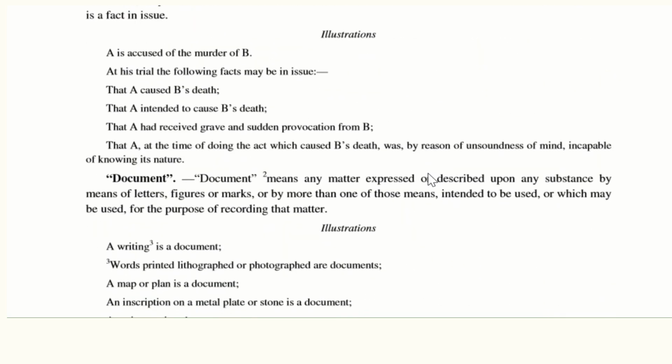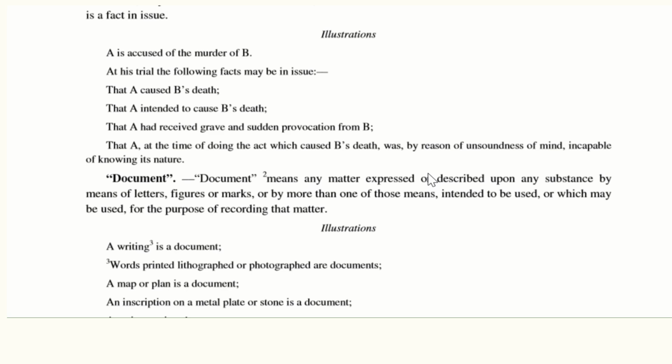Now, they are taking a scenario. A is one person. He is accused of the murder of another person called B. At the trial, the following facts may be an issue. A caused B's death. That is an issue. A intended to cause B's death. So, A is having an idea to kill B. That idea is also a fact in issue.